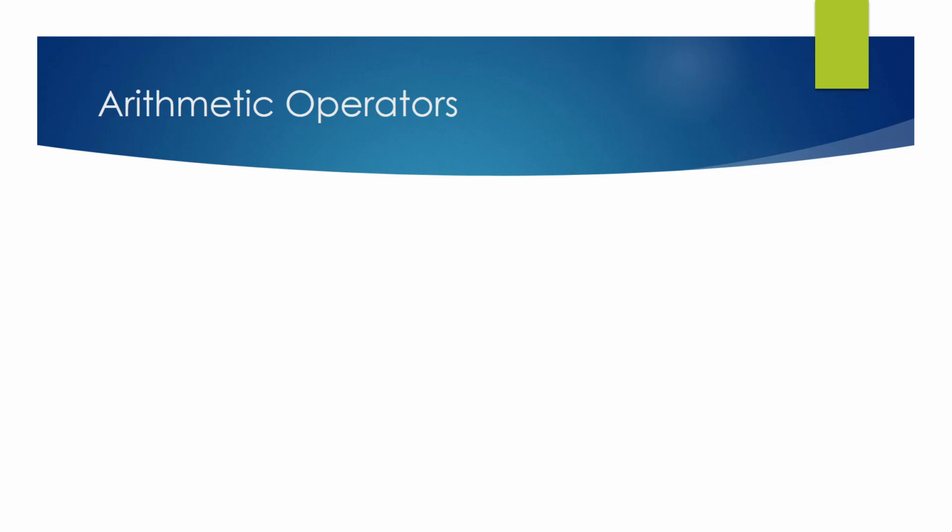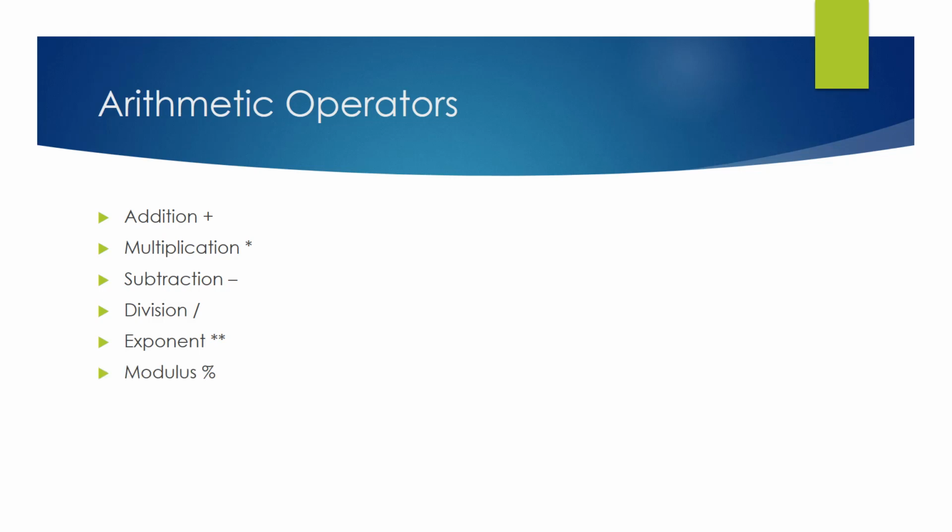In this lecture, we'll be starting with operators. The first set of operators that we'll be covering are arithmetic operators. So we have addition with plus symbol, multiplication with star symbol, and subtraction with minus, division with a forward slash, exponent with two asterisk symbols or star symbols, and then we have modulus operator as percent symbol.